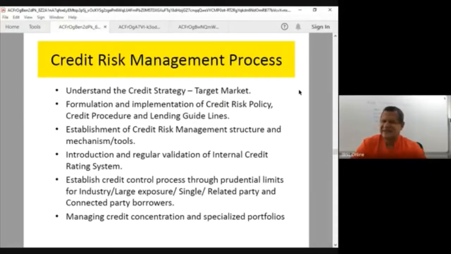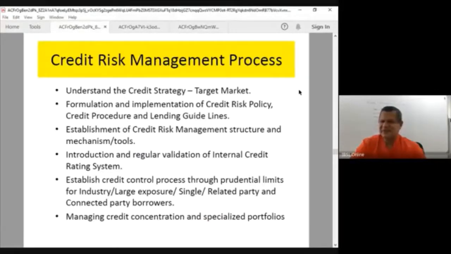They will say put more concentration on SMEs rather than corporates, or concentrate more on agriculture. This time is good for housing. So that sort of strategies you could get. Credit department needs to understand what the strategy of the bank is.